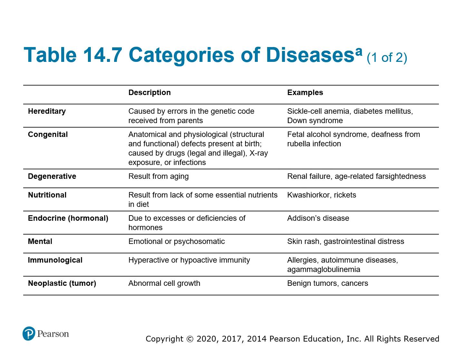So we look at diseases, and there's different categories for them. So hereditary means that it's genetic, right? Something that you were transmitted from your parents. Congenital means present at birth. Degenerative means results from aging. Nutritional is because they're lacking something in their diet. Endocrine is hormonal. Mental is going to be emotional or psychosomatic. Immunological means it has something to do with their immune system, and neoplastic means an abnormal cell growth.